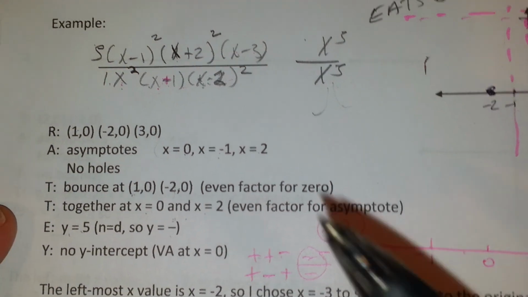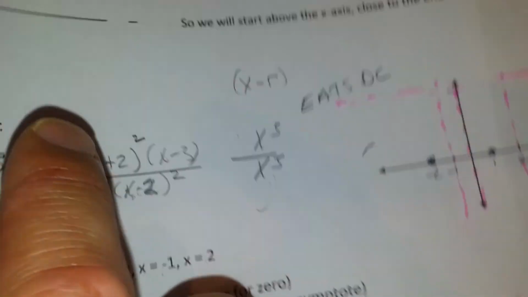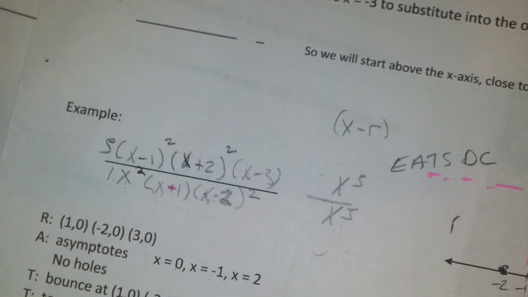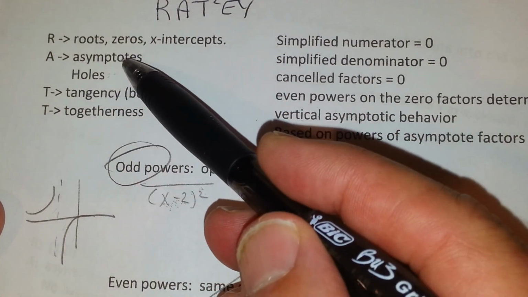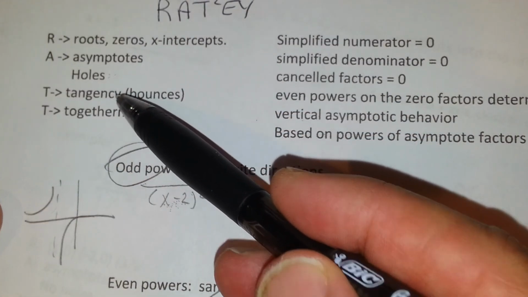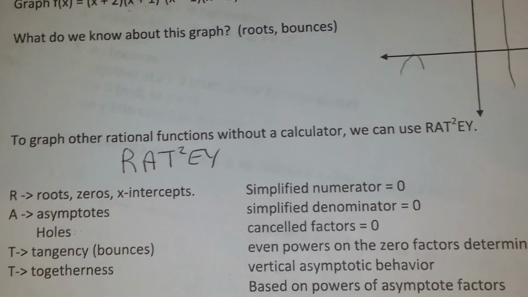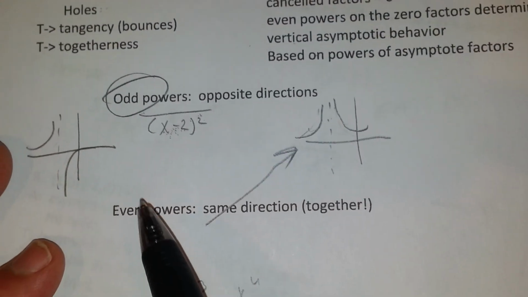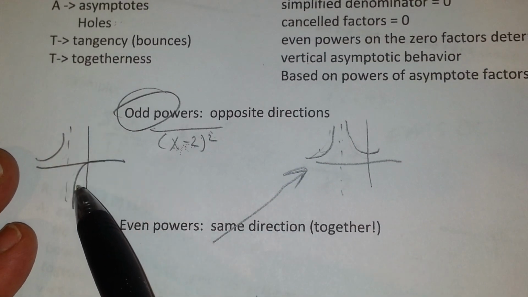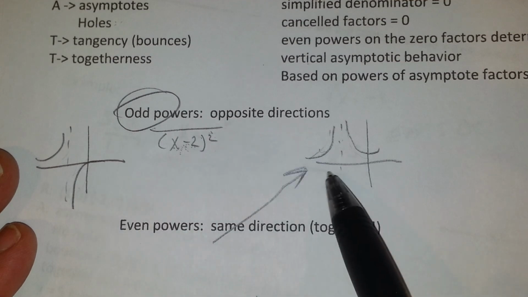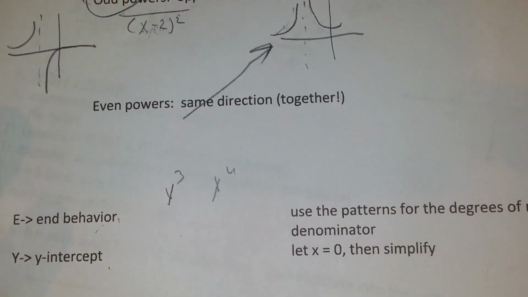It's 12 minutes, so remember, RATTEY is summing up our roots, zeros, intercepts, asymptotes, or holes, tangency, that dealt with our numerator. If it's even, we bounce off, like up here at negative 1. Togetherness, we talked about odd powers in the denominator for the asymptotes. They go in opposite direction. If it's even powers, the graph moves together. Odd, it goes apart. Okay?